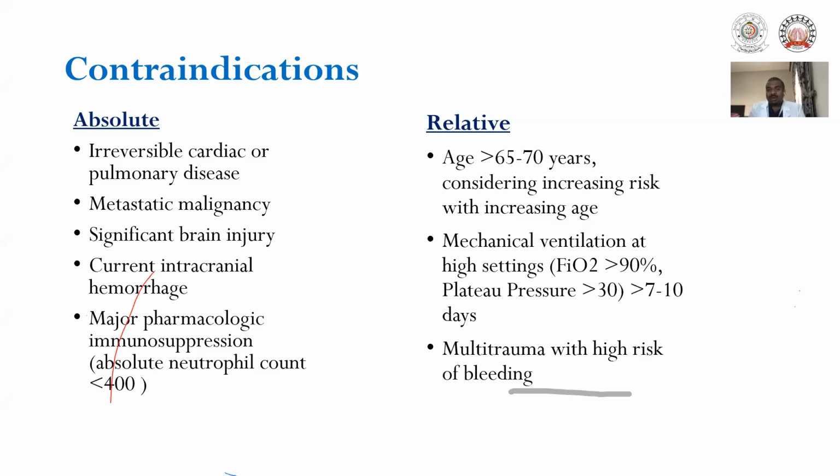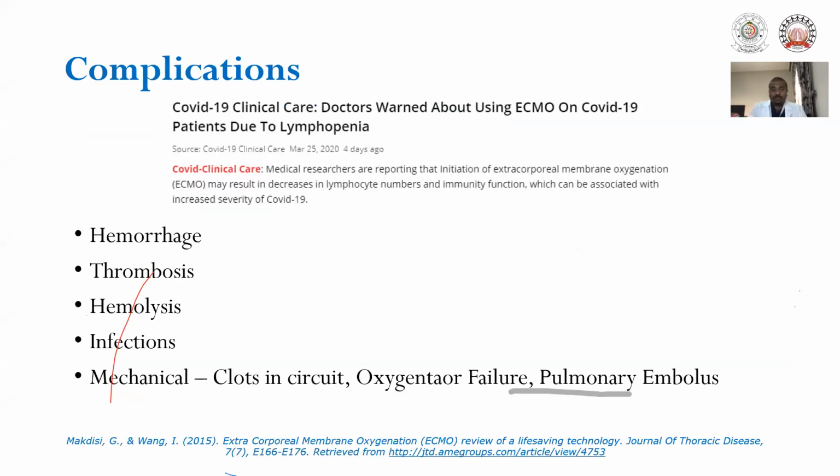Another significant contraindication: if you are continuing the ventilation for more than 7 to 10 days, do not opt for ECMO. Maybe you have already crossed the stage. Where you may also have tried more than 90% FiO2 with a plateau pressure of more than 30. Multi-trauma with high risk of bleeding are also relatively contraindicated for such patients.